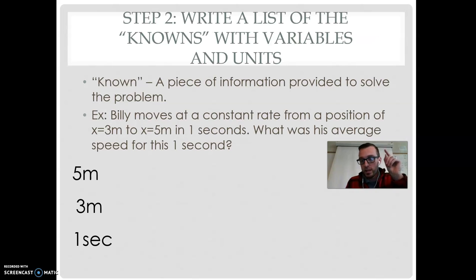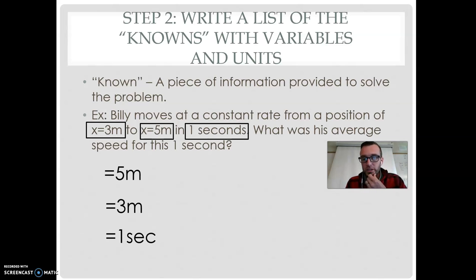Step 2, write this on the top of your notes. Write a list of knowns with variables and units. You see, once you identify these pieces of information that the problem is giving you, 3 meters, 5 meters, 1 second, okay, you want to write it in a list. And this is what we call our list of knowns. Now, if you look at my list of knowns right now, they are absolute garbage. Why are they absolute garbage, Mr. Simpkins? Why the harshness? Well, because that's not going to tell me which equation I need to use.